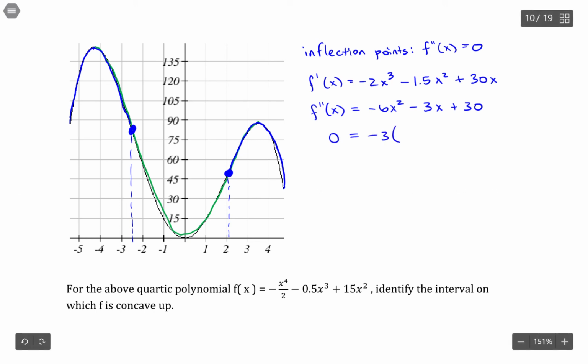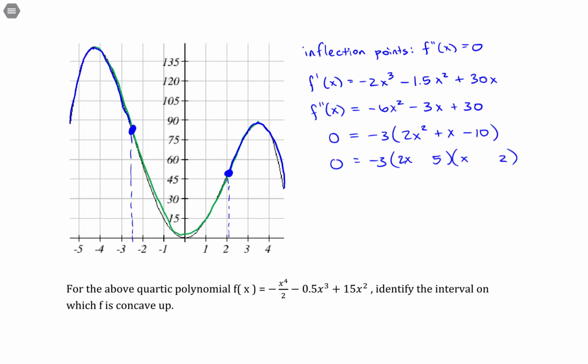To make things easier, it does appear that there's a common factor of negative 3 here I can pull out, which would leave me 2x squared plus x minus 10. All right, now I'm going to try and factor the resulting polynomial. So 2x and x multiply to x squared. 5 and 2 would multiply to 10. This would be 5x, and that would be 4x, so I would need this to be positive and that to be negative in order to get the middle term to work out. So 5 times negative 2 is negative 10.